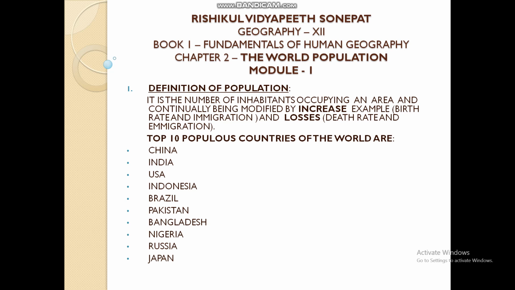Here's the list of the top 10 populous countries of the world. First is China, second is India, third is USA, fourth is Indonesia, fifth is Brazil, sixth is Pakistan, seventh is Bangladesh, eighth is Nigeria, ninth is Russia, and tenth is Japan.